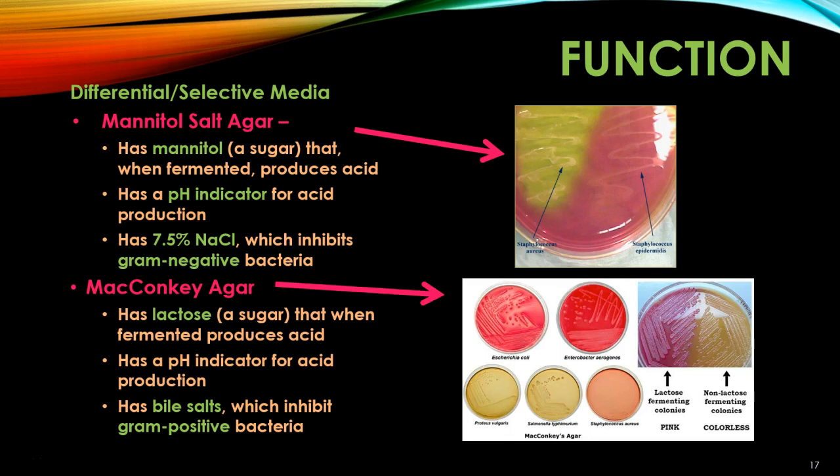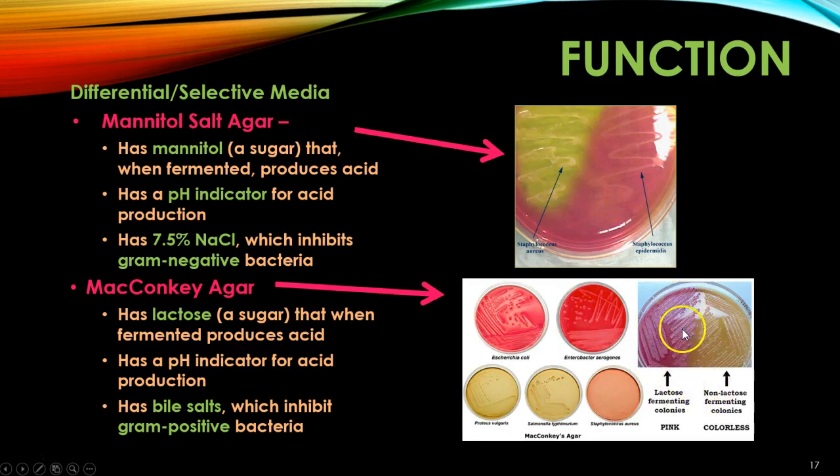we might be using MacConkey's agar if we're looking for gram-negative bacteria and we want to inhibit the gram-positive. This one's got multiple parts to it. Lactose, which is a different kind of sugar, so it takes different enzymes to deal with it. Again, when it ferments the lactose, it produces an acid. We can see that here.